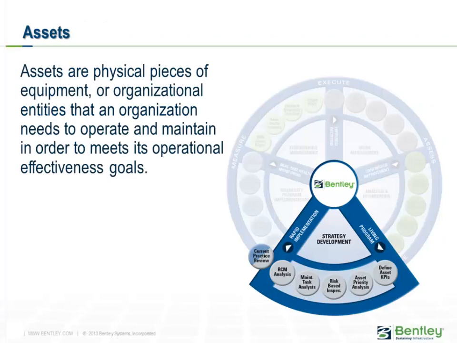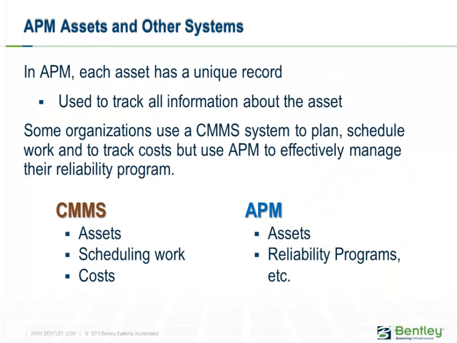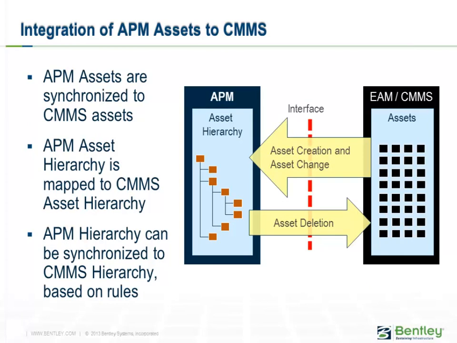As we have seen in previous topics, assets are physical pieces of equipment that an organization needs to operate and maintain in order to meet its operations effectiveness goals. In APM, each asset has a unique asset record which is used to track all of the information related to the asset. Some organizations use a CMMS system to plan and schedule work and to capture associated costs, but they use APM to manage their asset reliability program. To do this effectively, assets are included in both systems. Information about the asset is synchronized between the two systems.